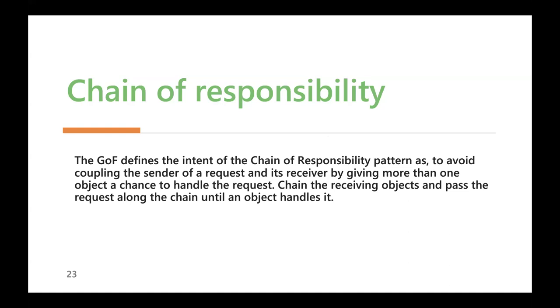So moving on, the first design pattern we'll look into in behavioral design patterns is called chain of responsibility. The Gang of Four defines the intent of the chain of responsibility pattern as to avoid coupling the sender of a request and its receiver by giving more than one object a chance to handle the request. Chain the receiving objects and pass the request along the chain until an object handles it. Maybe this definition is not that obvious, so we'll look into some examples which we can relate to.